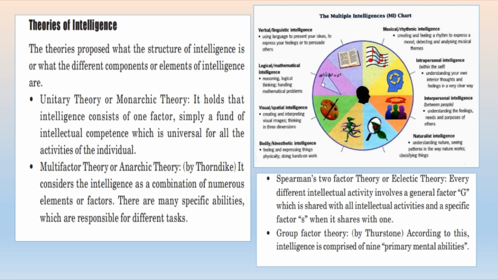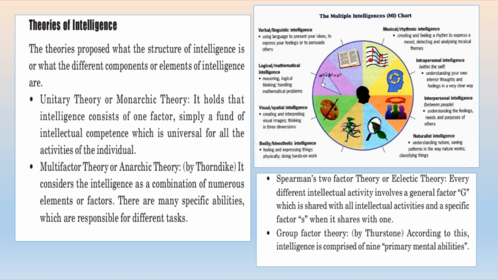2. Multi-factor theory/anarchic theory. Proposed by Edward Thorndike. Intelligence is made up of many separate abilities. Different tasks require different mental skills. A person may perform well in one area and not in another. Advantage: explains individual differences better.